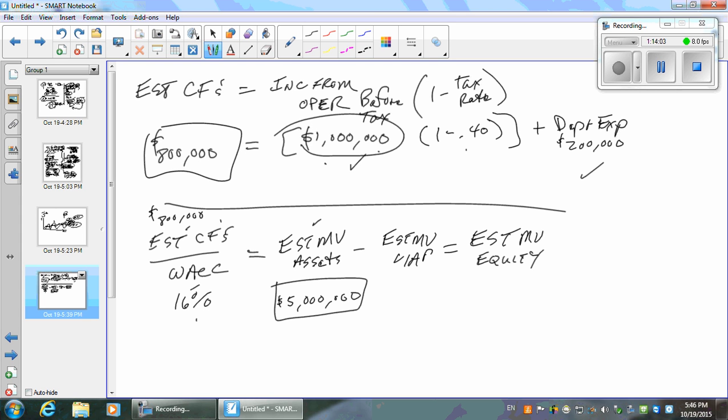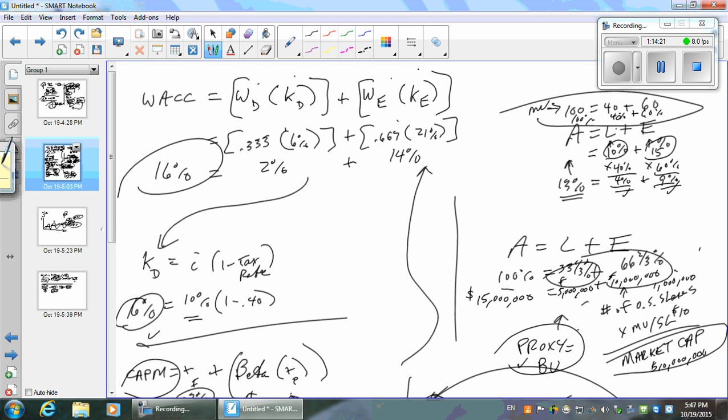But we already had the estimated market value of the liabilities, didn't we? What did we estimate that at, way back when? Our proxy was the book value of the liabilities. How much was that? It's down here, wasn't it? What did I have? 5 million.